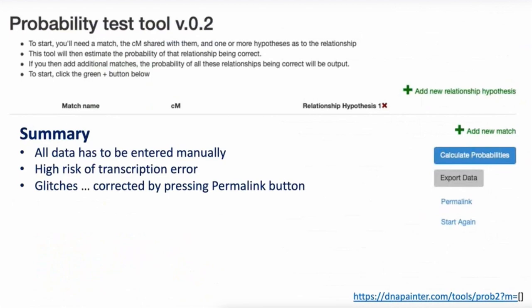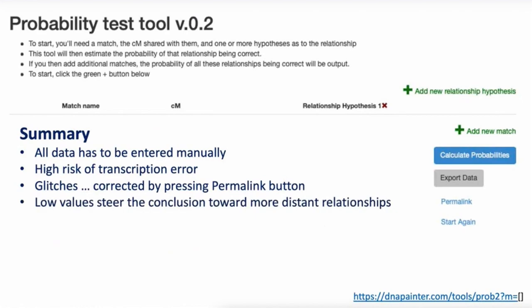Press the permalink button after you have pressed the calculate probabilities button. So you calculate the probabilities by pressing that button, and then when the results come up, click on the permalink button, and you'll find that sometimes the output changes as a result. So that's another problem with this particular type of analysis. There are glitches in the program.